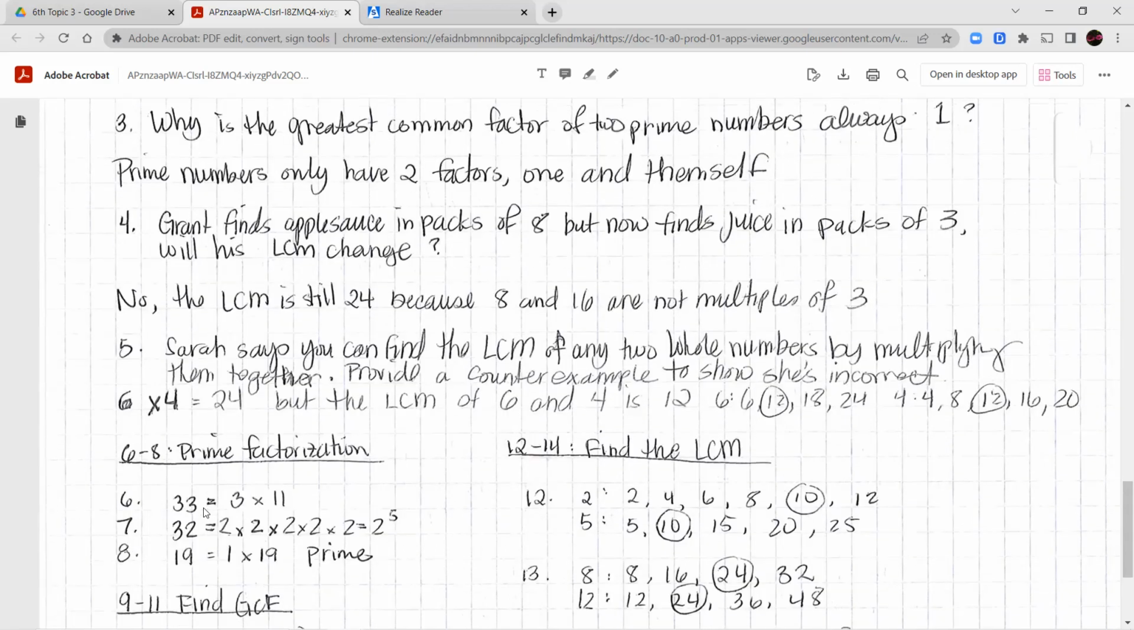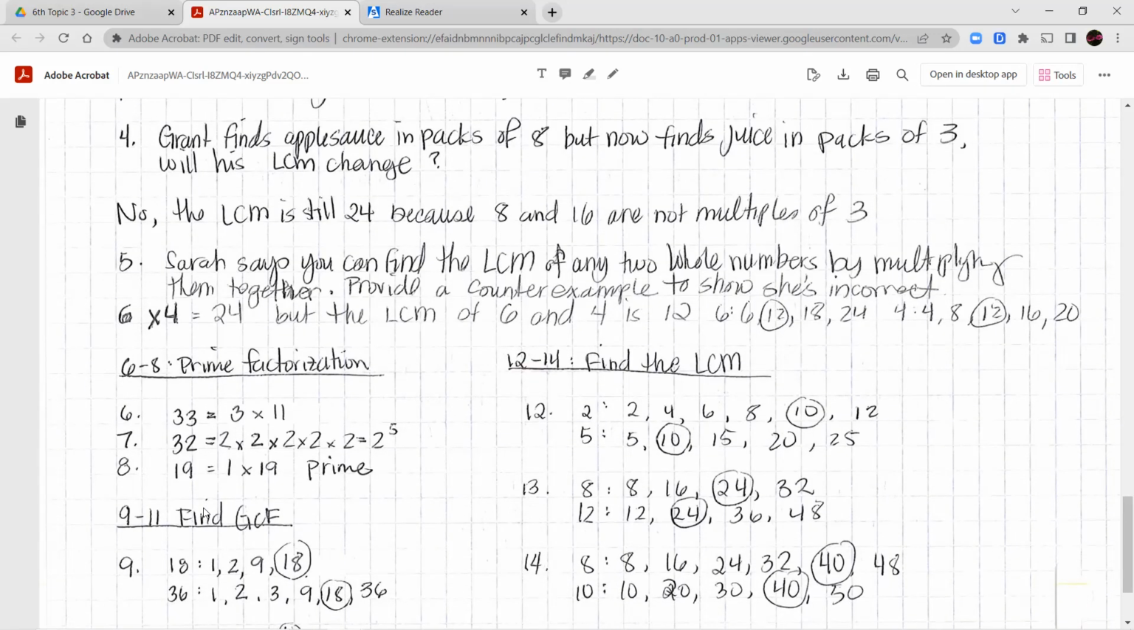Number 4 says Grant finds applesauce in packs of 8, but now finds juice in packs of 3. Will his least common multiple change? Well, no, because the least common multiple is still going to be 24, because neither 8 nor 16 is a multiple of 3, so it's still going to stay at 24, because 8 and then 16 and then 24 when we're looking at the different multiples of 8.